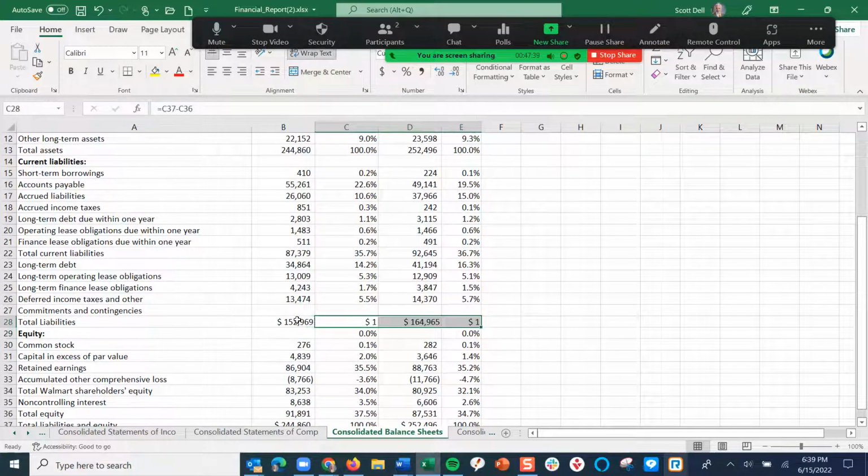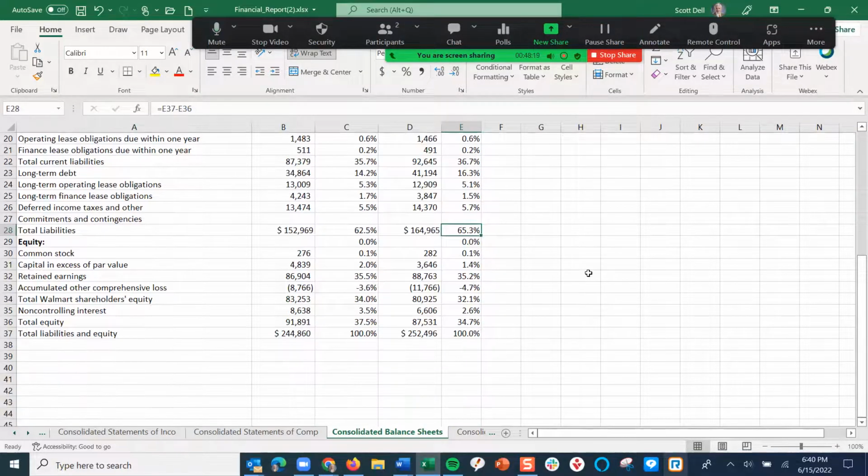Go ahead and copy that over. Make this a percentage. Okay, got something going on here. Oops. Okay. So last year, my total debt to asset ratio was 65.3%. This year, 62.5. So a little less debt. And if I did an equity ratio, it'd be a little more equity because that equals 100%.